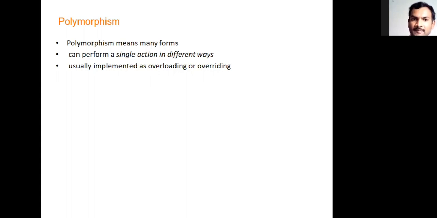So generally, polymorphism in Java is implemented by using two concepts. One is called overloading, another one is called overriding. Polymorphism is of two types: one is compile time polymorphism, another one is runtime polymorphism. We are going to look at all these features in detail in the further lectures.